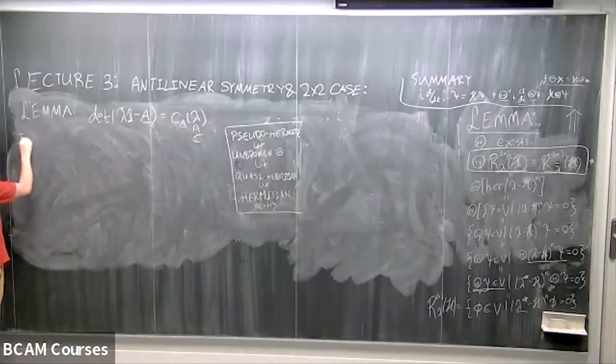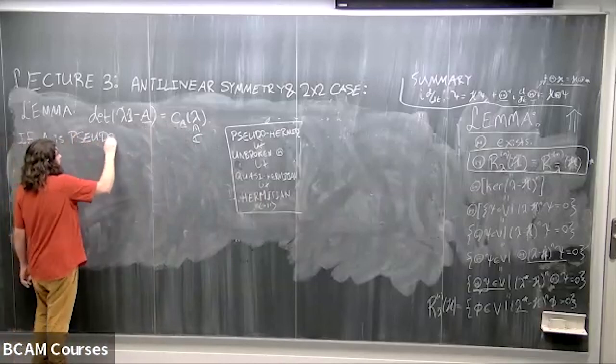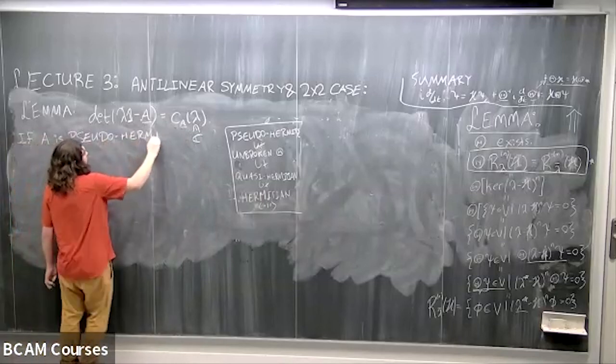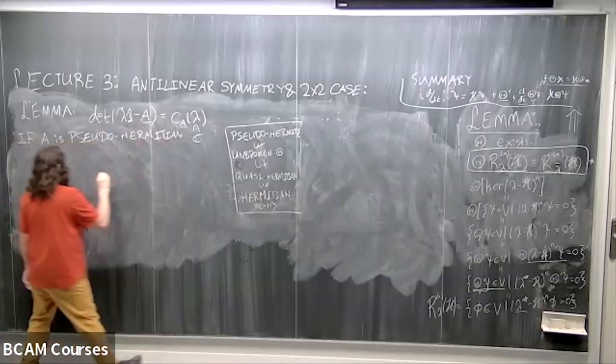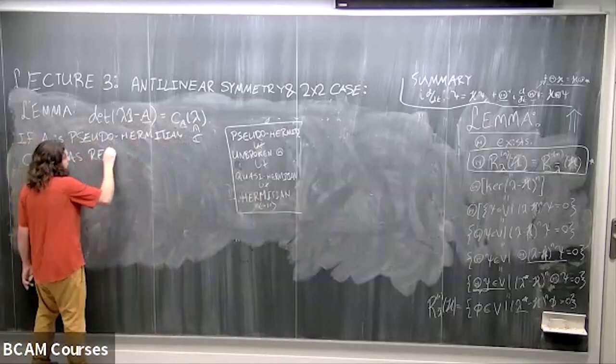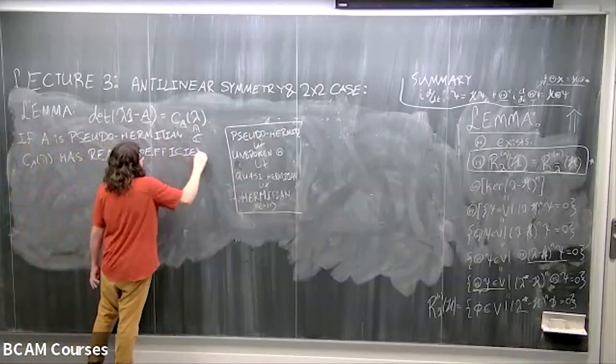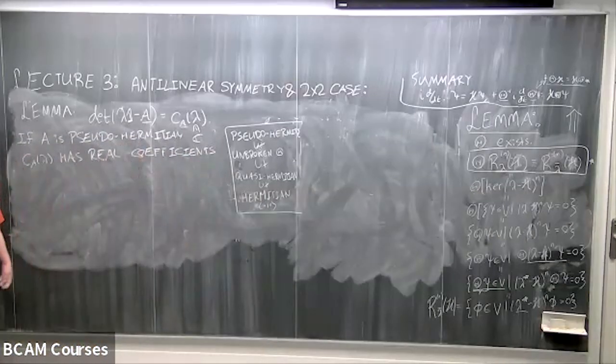So if A is pseudo-Hermitian, then this polynomial has real coefficients. And the way this is going to help us later is that we'll write down an arbitrary characteristic polynomial for 2x2 matrices. And by looking at the imaginary part of those coefficients, we can immediately rule out a bunch of matrices that have no chance of being pseudo-Hermitian. Okay.